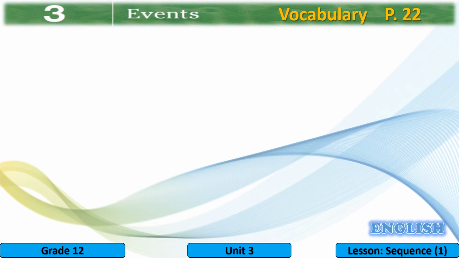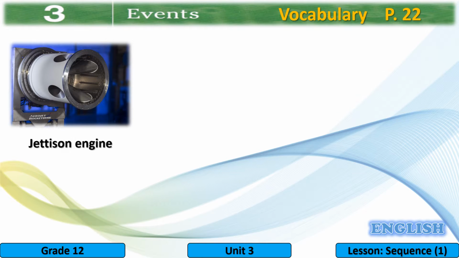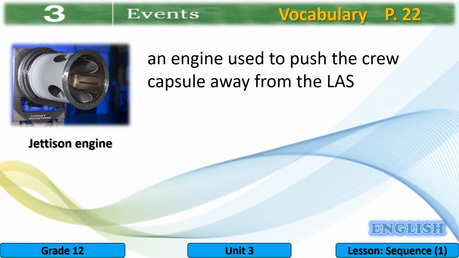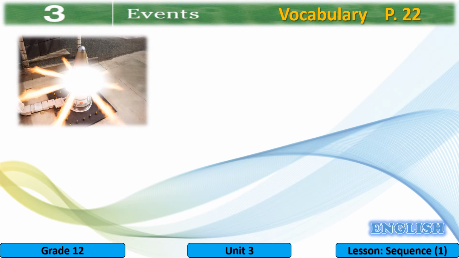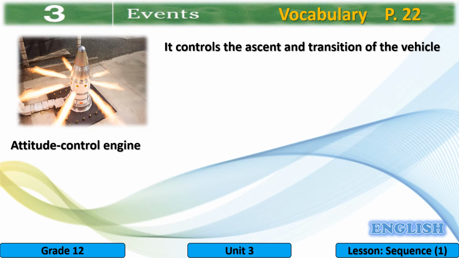Now let's have a look at each word or phrase and its function or what it means. The first one, Jettison engine. It is an engine used to push the crew capsule away from the LAS. The attitude control engine, it controls the ascent and transition of the vehicle.